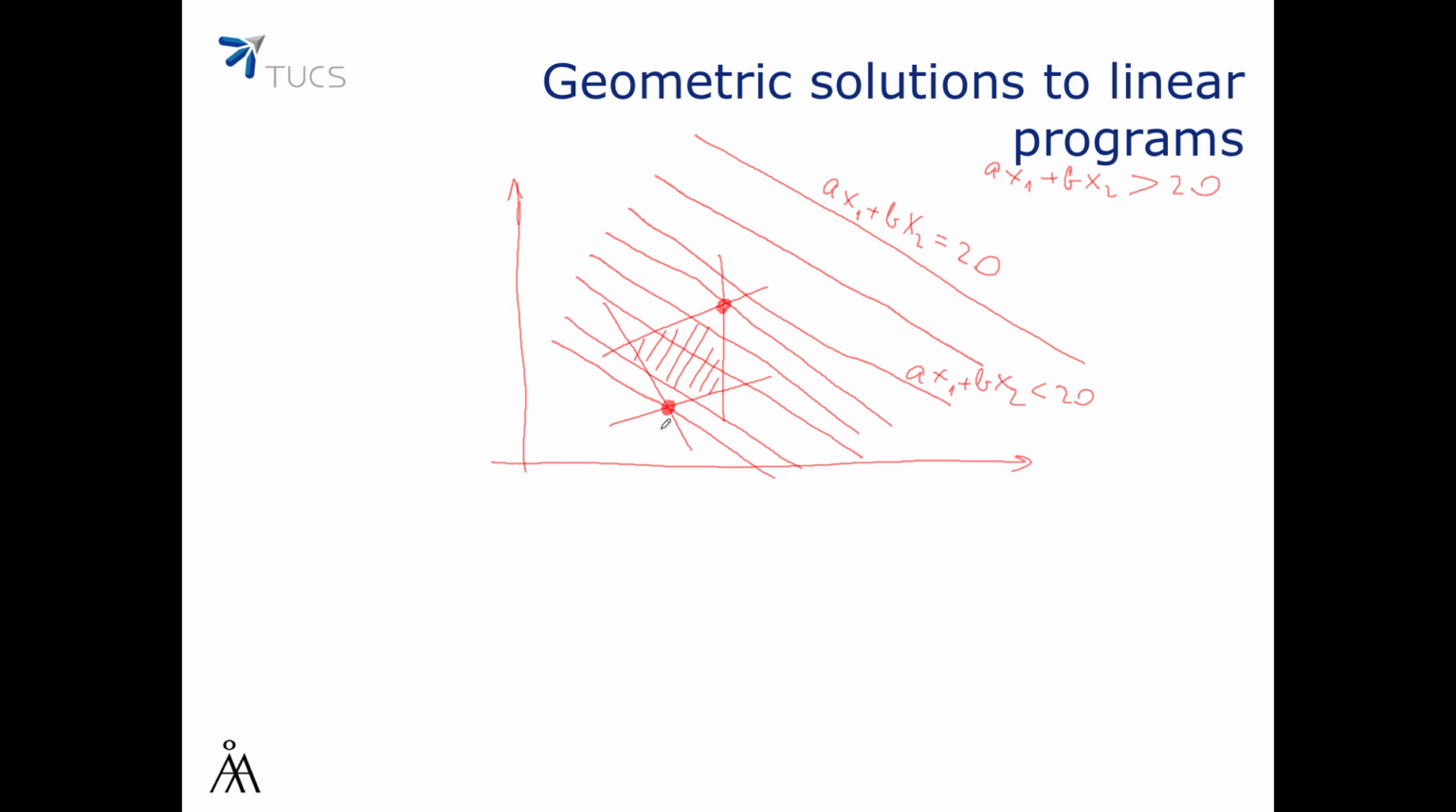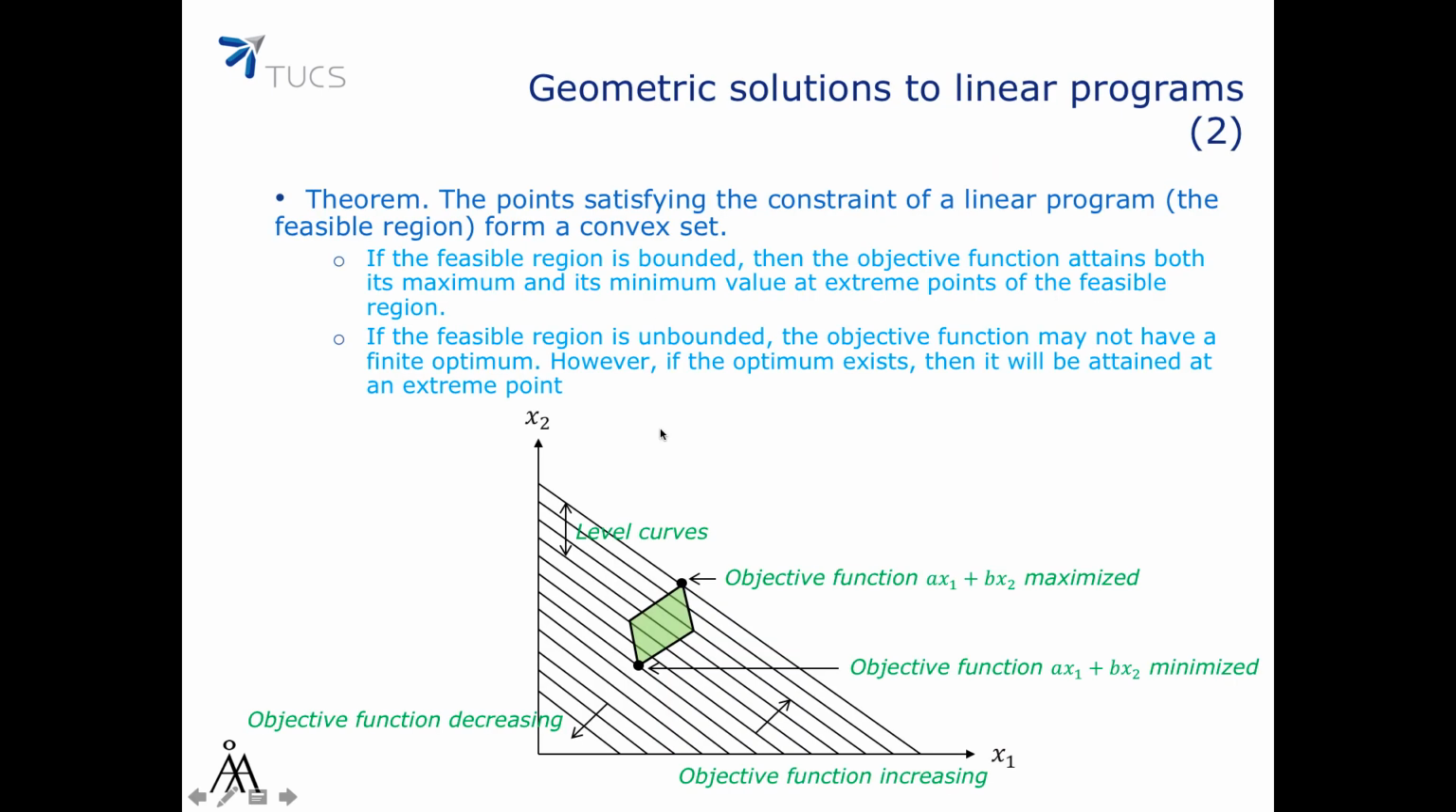As a matter of fact, this is a well-known mathematical result, and it can be formulated in its most general form as follows. The points satisfying the constraints of a linear program, which we called on the previous slide the feasible region, form a convex set. Now, if the feasible region is bounded, then the objective function attains both its maximum and its minimum value at extreme points of the feasible region. In case the feasible region is unbounded, the objective function might not have a finite optimum. However, if it does, then it's going to be attained at an extreme point.